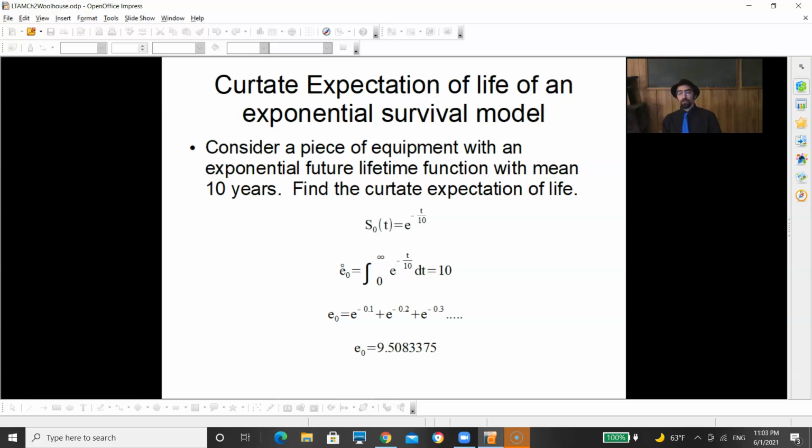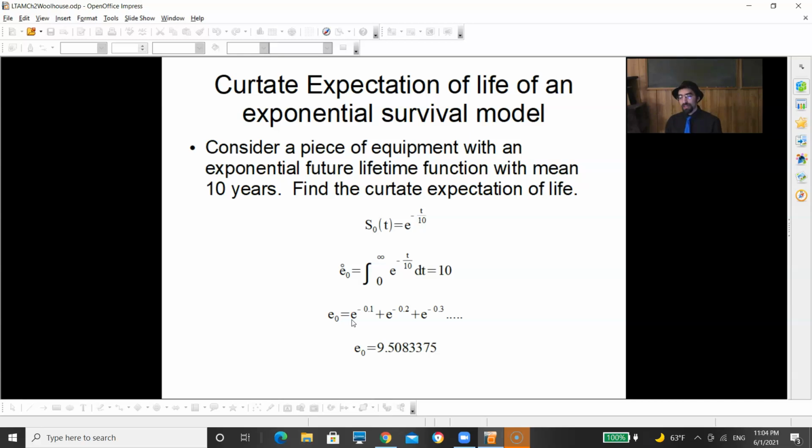So it should be no surprise that the survival function would be e to the negative t over 10, and that the complete expectation of life would be 10 years, or at least if you do the integration, you should get that it's 10 years. So we know that the curtailed expectation of life has to be a little bit less than 10 years. And you can express curtailed expectation of life as the infinite sum, e to the negative 0.1 plus e to the negative 0.2 plus e to the negative 0.3, etc.